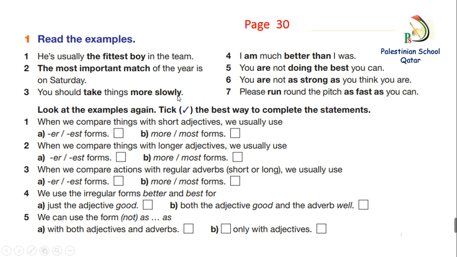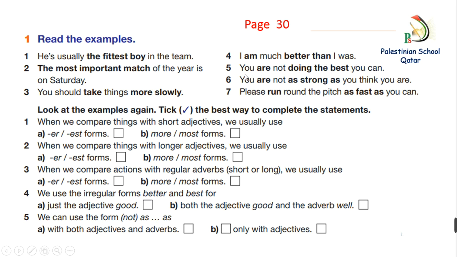Slowly is adverb, okay? And why? Because here we have action verb, so we put the adverb slowly. Now, why do we put more here? Because slowly is 2 syllables, and when it is 2 syllables, we put more. Number 4, I am much better than I was. Okay, so what is the verb here? The verb is am, and we put adjective, not adverb. So I am much better than I was. Better is adjective, and we use it with the comparative because here we have than.